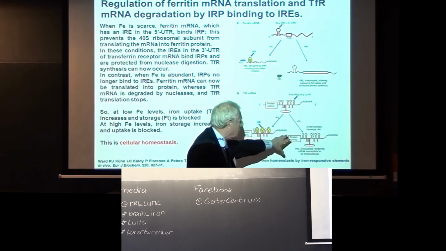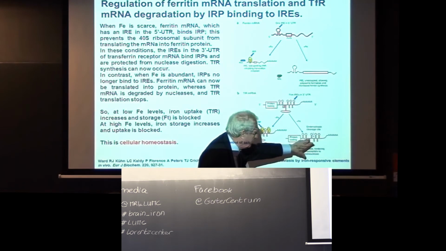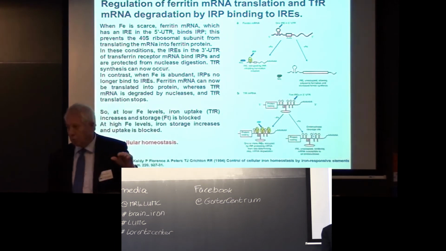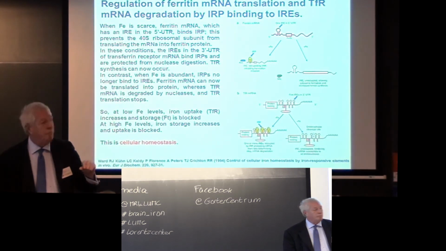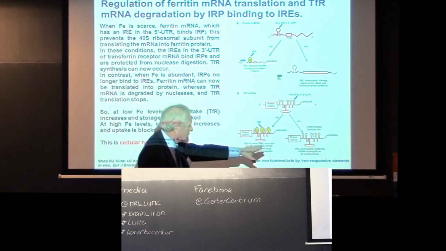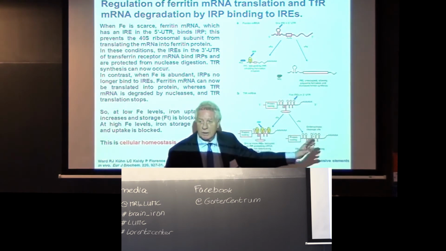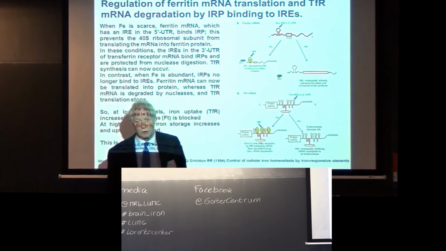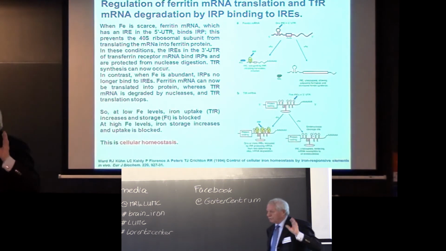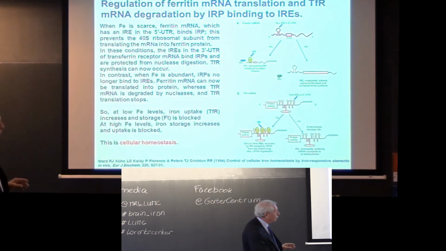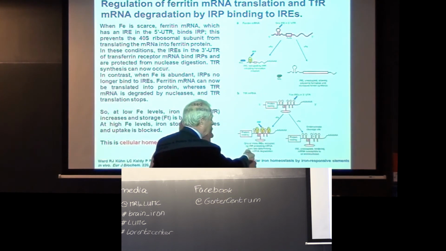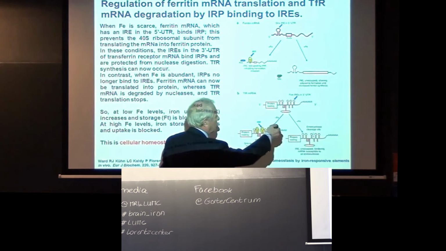But in the case of the transferrin receptor, where you have the IREs in the 3' untranslated region, which is the part of the messenger RNA responsible for stability, the absence of binding means that this gets chopped up by nucleases, and therefore you don't get synthesis of transferrin receptors. So in high iron, you don't make the transferrin receptor, you make the ferritin.